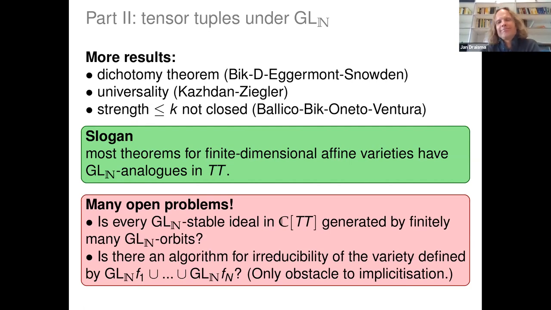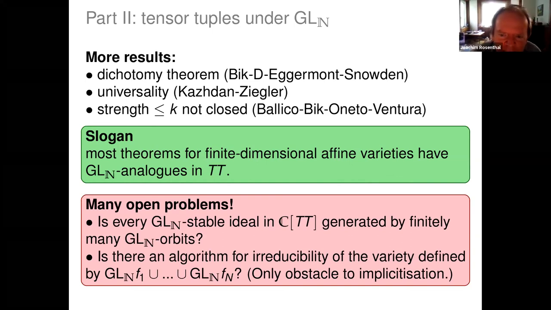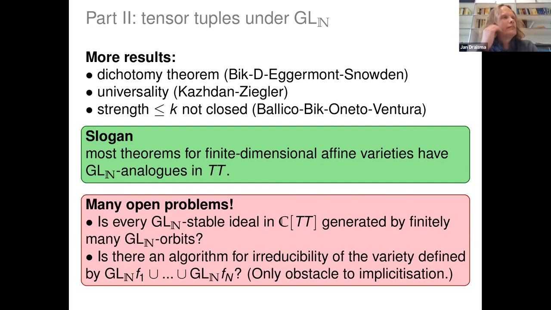Thank you. Yes, there is actually a question here in this regard. Thanks a lot, Jan. Again, from Jordan Ellenberg: The opposite of reduced ideals would be ideals whose radical is the maximal ideal generated by the variables. Do we know a finite generation statement for GL_N stable ideals whose set theoretic support is a single point?